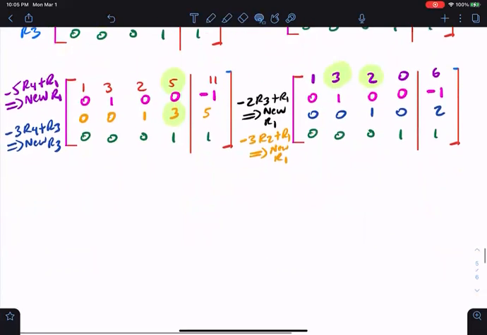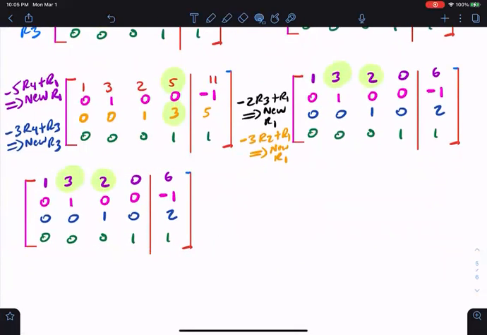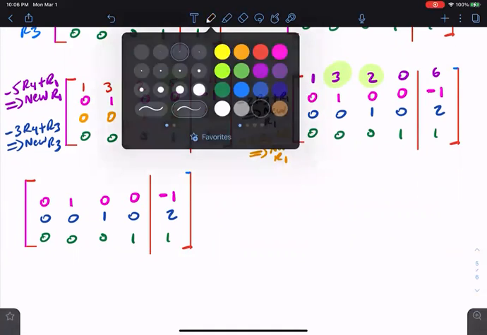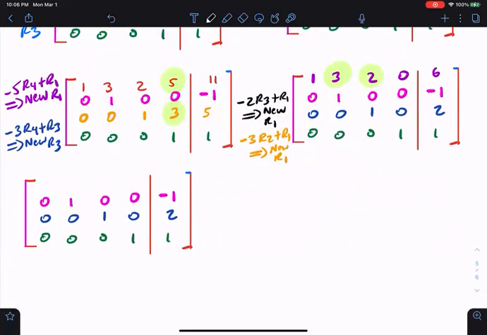Copy, paste. Now let's erase row 1 because that's what's going to change. Let's take care of the black step first: negative 2 times all the elements in row 3 plus row 1. Negative 2 times 0 is 0, plus 1 is 1. Negative 2 times 0 is 0, plus 3 is 3. Negative 2 times 1 is negative 2, plus 2 is 0. Negative 2 times 0 is 0, plus 0 is 0. Negative 2 times 2 is negative 4, plus 6 is 2. So that step is done.